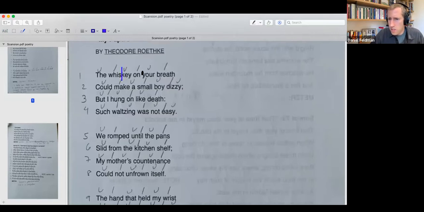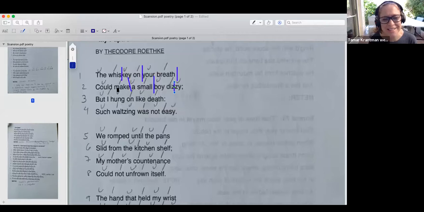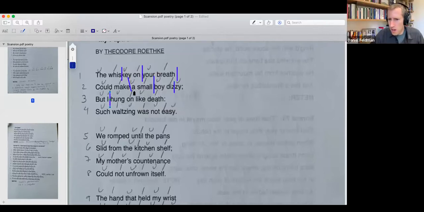There we go. The whiskey on your breath could make a small boy dizzy. Notice that here there is an extra beat. I understand the part about adding in the lines. That's fine, no problem. But I hung on like death. Notice here, by the way, this is correct. There is an extra beat here at the end, the dizzy. It's broken up. The foot is broken up. There is an extra beat there, as we saw in "Lama Lama" and elsewhere.